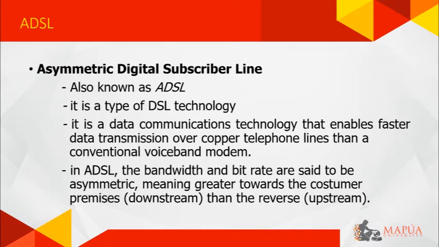Asymmetric digital subscriber line, also known as ADSL, is a type of DSL technology. It is a data communications technology that enables faster data transmission over copper telephone lines than a conventional voice band modem. In ADSL, the bandwidth and bitrate are said to be asymmetric, meaning greater towards the customer premises downstream than the reverse upstream.